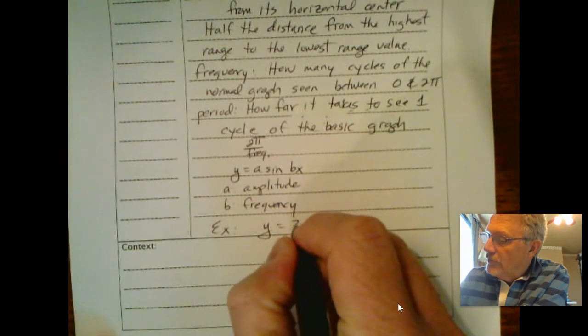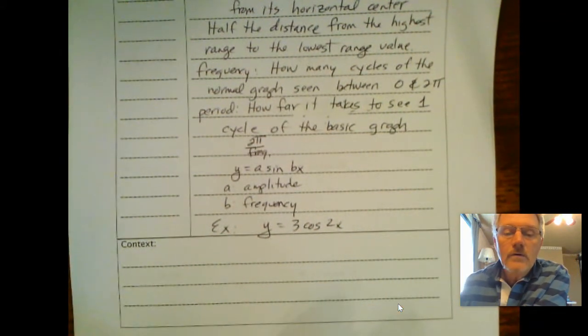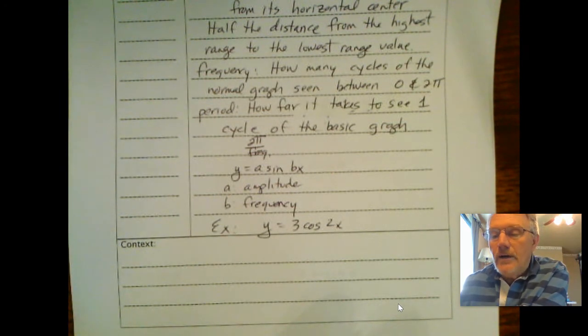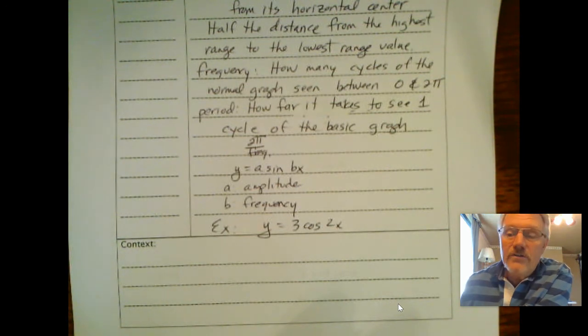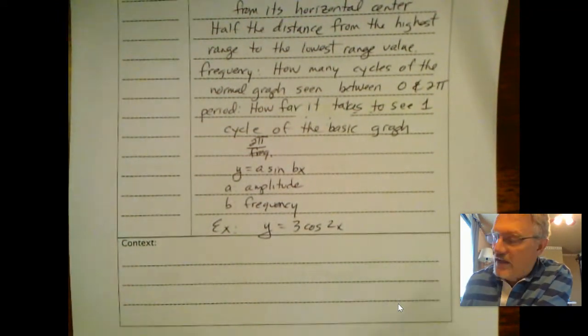y equals 3 cosine 2x. Yeah, I know. I just changed that from sine to cosine. I did that on purpose so that you would know that sine and cosine both work the same. We generally do not do this with tangent. You're not going to have to worry about that this year. Sometimes the regions will get really tricky, but they don't generally mess with tangent either.